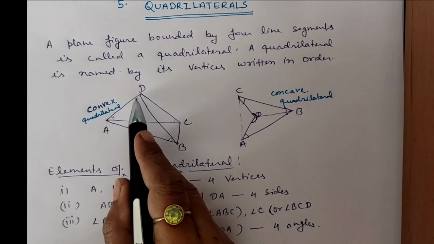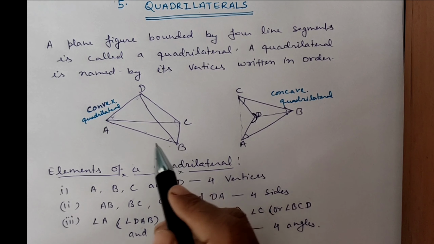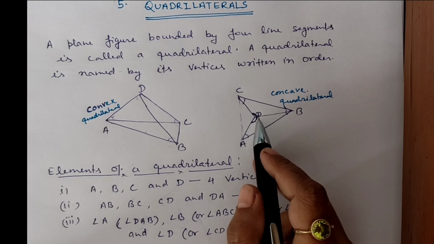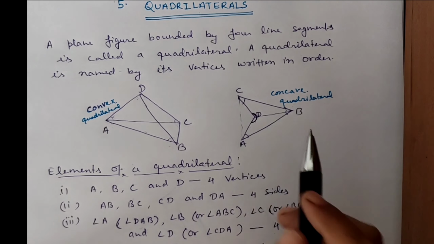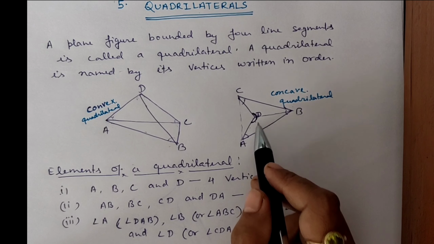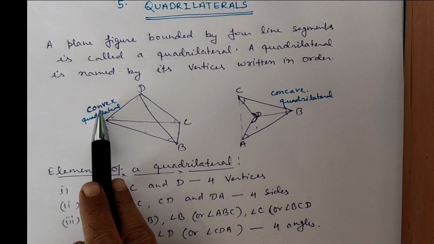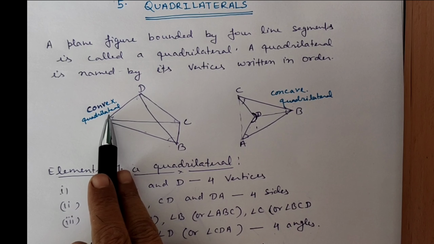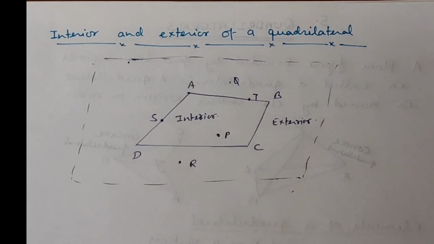If all the interior angles of a quadrilateral are less than 180 degrees, then it is known as a convex quadrilateral, and if any one angle is more than 180 degrees, then that is known as a concave quadrilateral. So this one is an example of a concave quadrilateral. In this unit you will study only the convex quadrilateral, because in your course only convex quadrilaterals are given. So we will study the properties and other things related to only convex quadrilaterals.